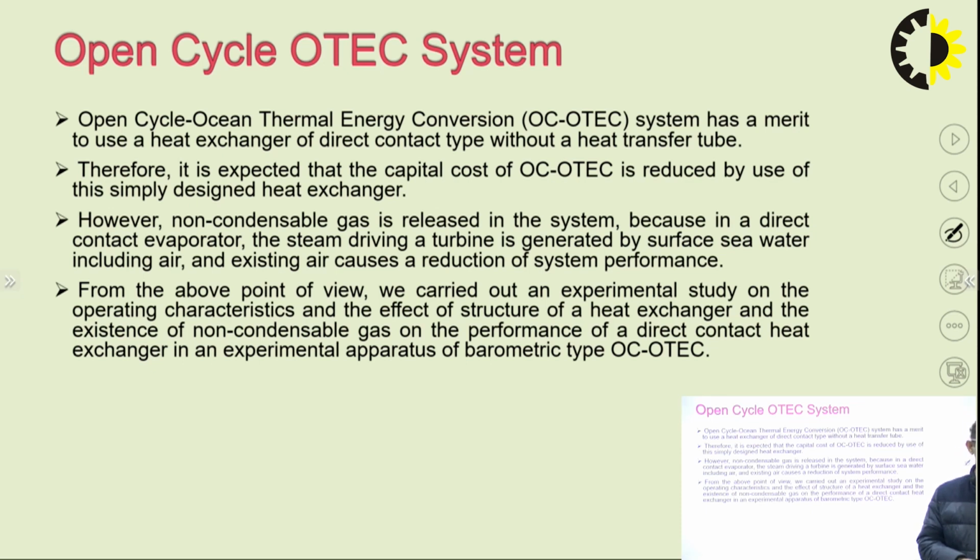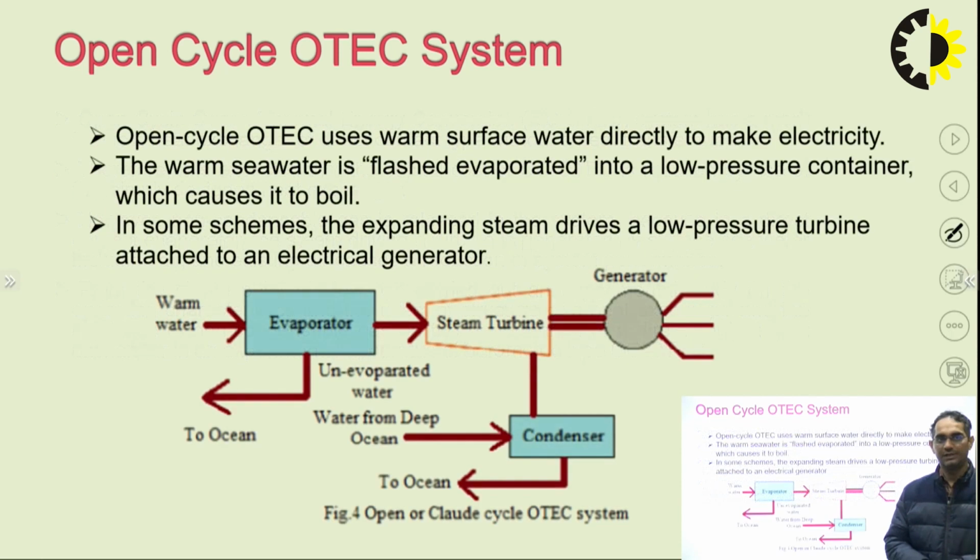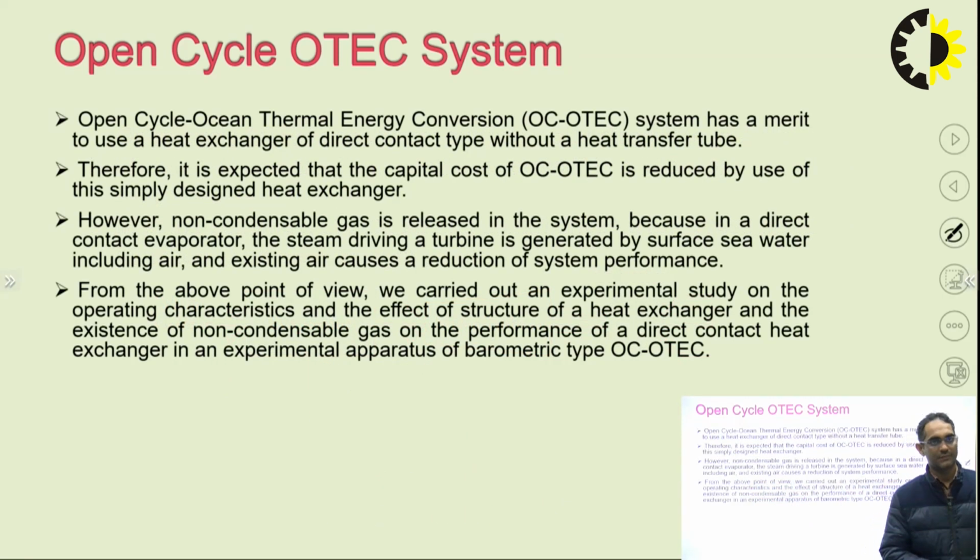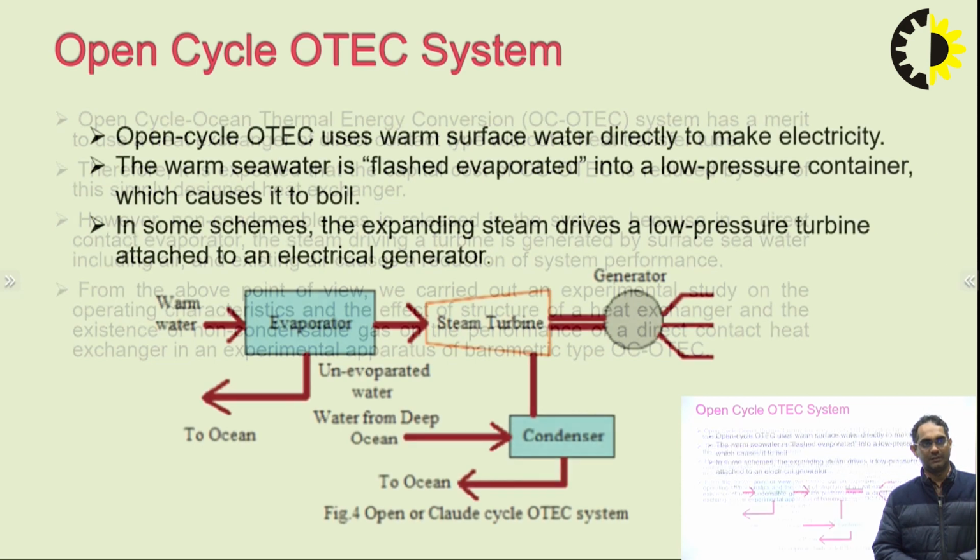Then, from the above point of view, we carried out an experimental study on the operating characteristics and the effect of the structure of the heat exchanger and the existence of the non-condensable gas on the performance of a direct contact heat exchanger in an experimental apparatus of the barometric type OTEC.